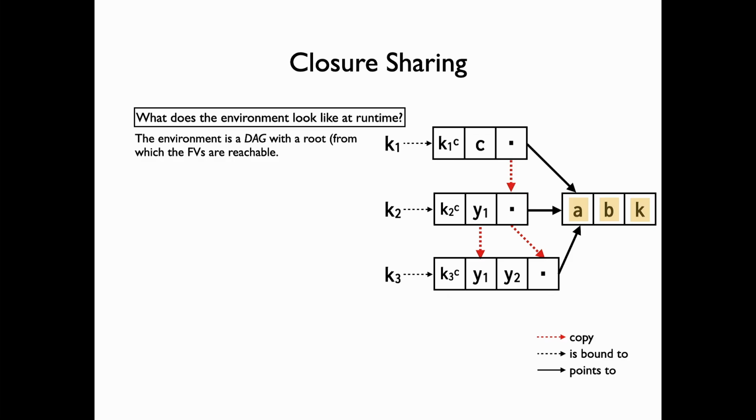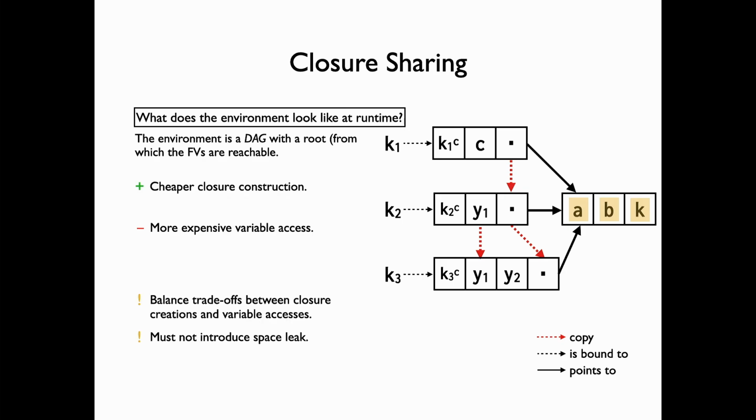So under closure sharing, what does the environment look like at runtime? It is very permissive. The environment is now a DAG with a root, which is a pointer to the closure, from which your free variables are reachable. And we talked about the trade-offs here, and the concern that we have is that we must balance that trade-off and must not introduce space leaks.